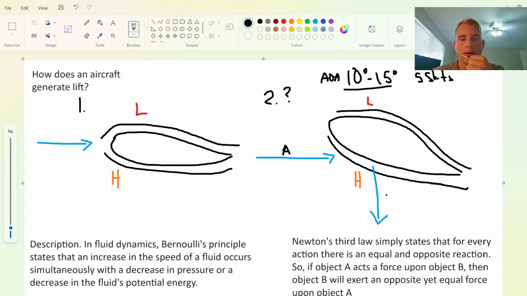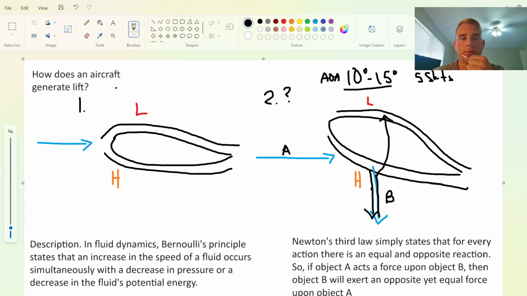So here's object B. What is this doing? This is going down. An opposite yet equal force upon object A. So because this force is going downwards, we have an equal but opposite reaction, which is pushing simultaneously with the high and low pressure upwards.